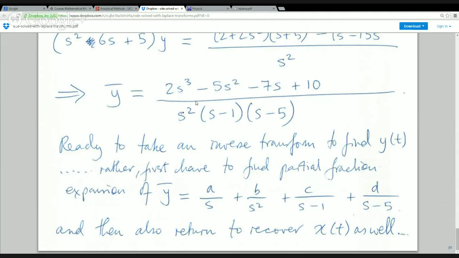So we say y of t is the inverse transform of y bar. And we can use the linearity of the inverse transform here. So this is the inverse transform of 1 over s plus 2 times the inverse transform of 1 over s squared plus the inverse transform of 1 over s minus 5. That's by linearity.